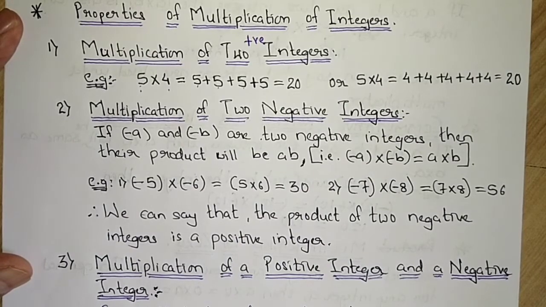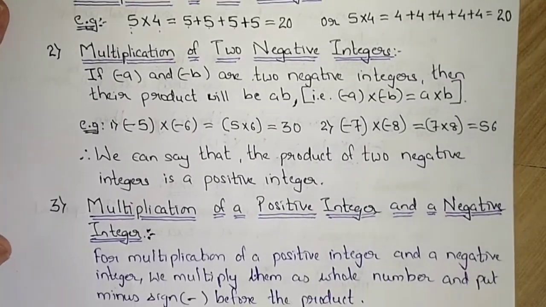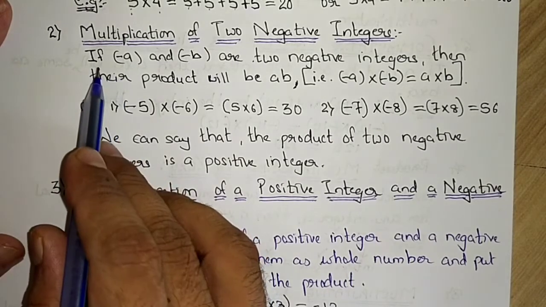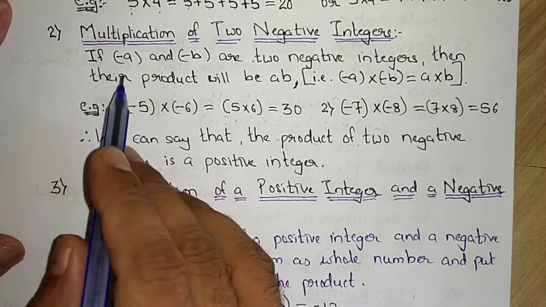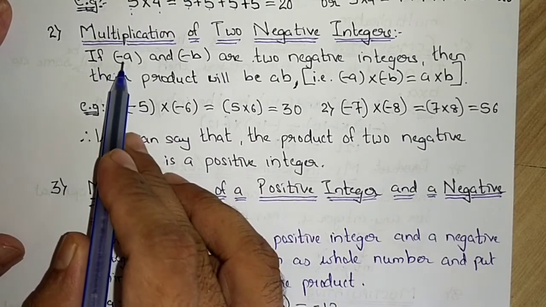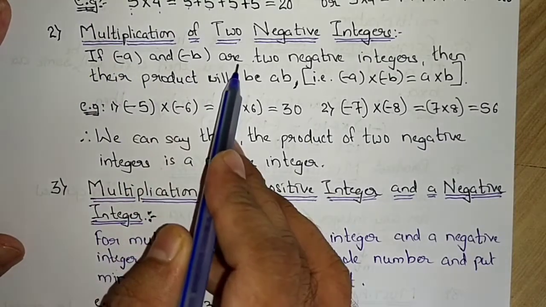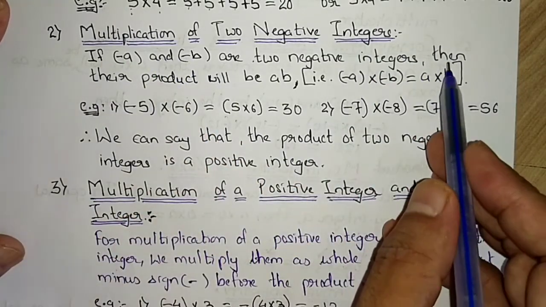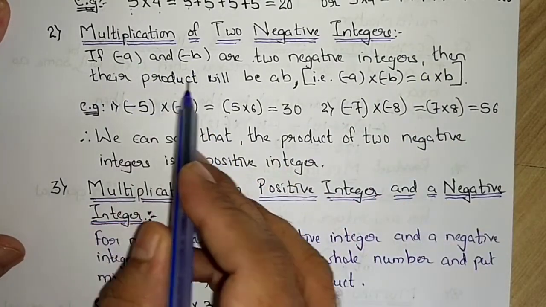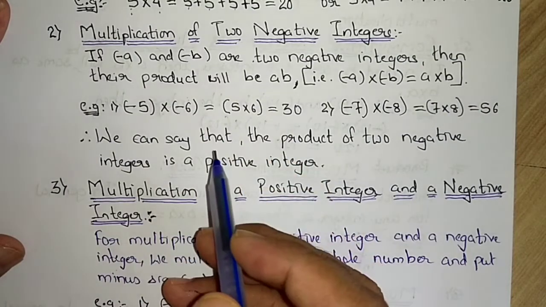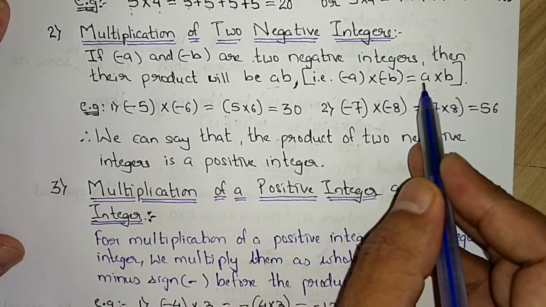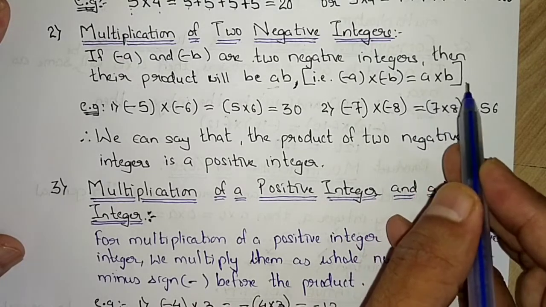Next, the multiplication of two negative integers, students. Let me first read out in theoretical form, then I will give you an example. If minus a and minus b are two negative integers, then their product will be a into b, that is ab. That is, minus a into minus b, the resulting answer will be a into b.